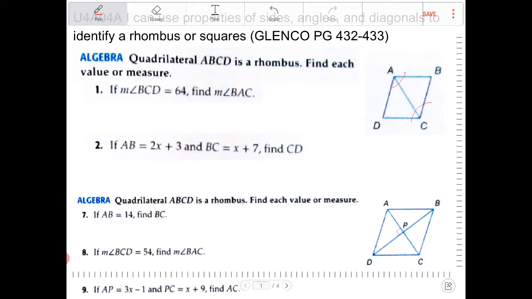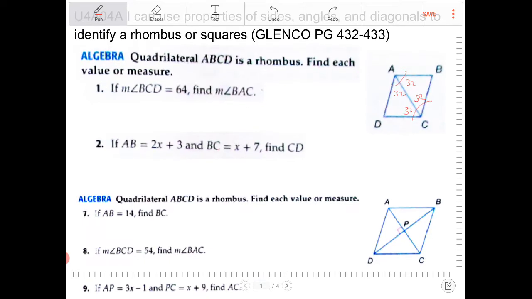So if BCD is 64, BAC therefore must be 32. Again, these are 32 apiece, and opposite must be the same. Doesn't necessarily mean that this is 32, not by any stretch, but it can be found. So that's 32.